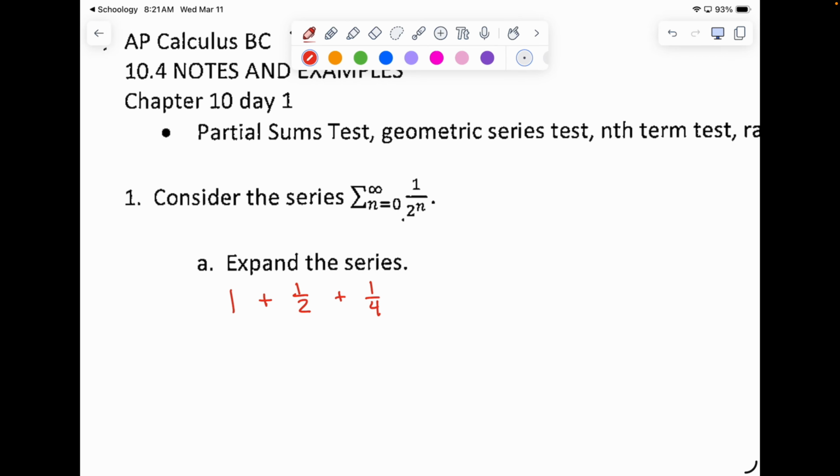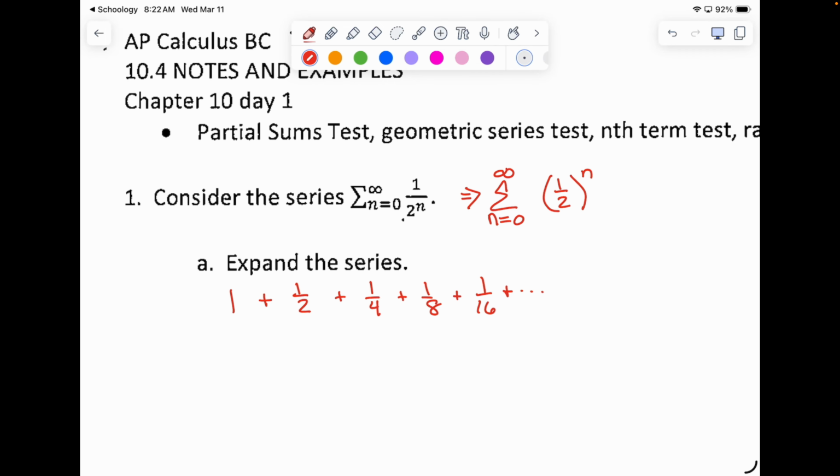Or I could think about this as the infinite sum from n equals 0 to infinity of (1/2)^n. 1 to the n just equals 1. That's why they can move it to the denominator. But I could think about it as I'm multiplying by 1/2 each step of the way. So my next term is 1/8. My next term is 1/16. I keep going, right?